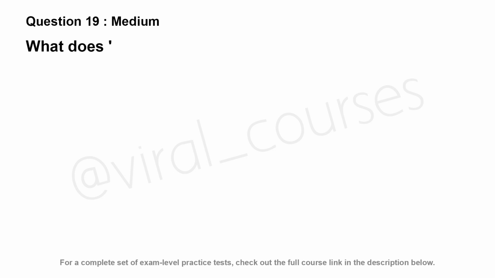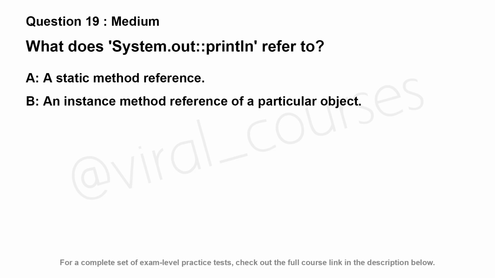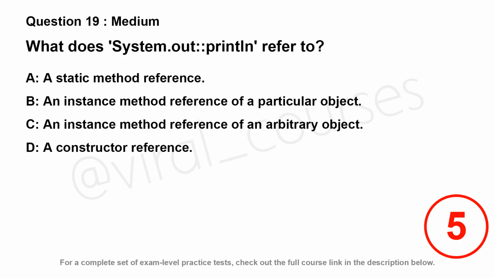What does System.out::println refer to? Option A. A static method reference. Option B. An instance method reference of a particular object. Option C. An instance method reference of an arbitrary object. Option D. A constructor reference.